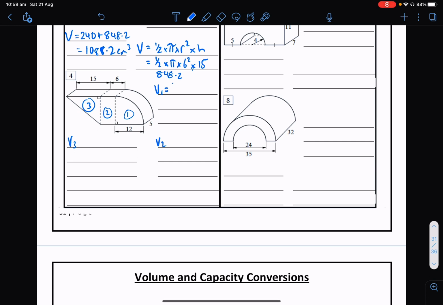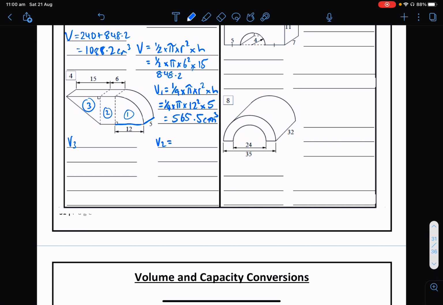Okay, so volume 1, remember it's a quarter of a circle. So a quarter times pi times r squared times the height for the volume. So it's a quarter times pi times our r, which is 12, because it's a quarter of a circle, 12 squared times by our height, which is going to be 5, the prism. Okay, so quarter times pi times 12 squared times by 5 equals, and we get 565.5 centimeters cubed.